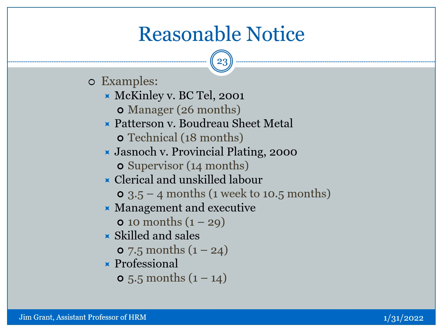Typically in clerical and unskilled labor, we might see 3.5 or 4 months notice period, maybe a little more than that, but not a lot more. Management and executive level could be 10 months or more. Skilled in sales might be 7.5 months. Professional, similar, 5 to 7 to 8 months, and so on. And I'm just giving estimates.